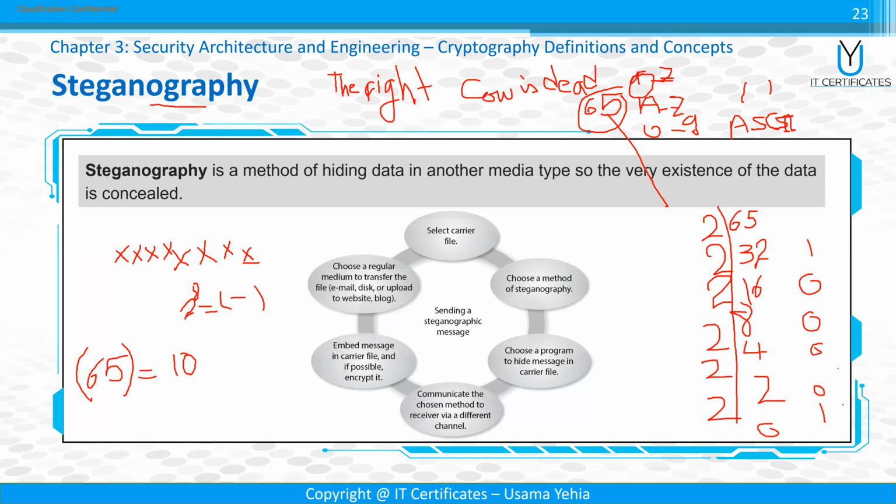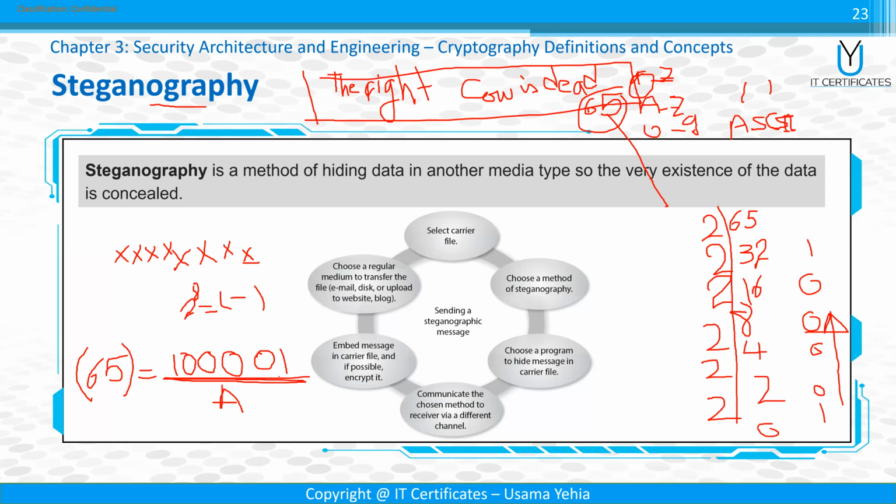We will go from down to up: 1, 0, 1, 0, 0, 0, 0, 1. This will represent the character A, for example. Then we are able to transfer the whole message into characters like that, these numbers.